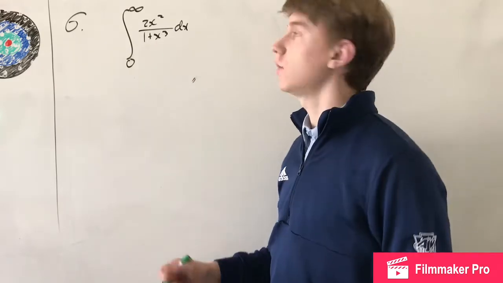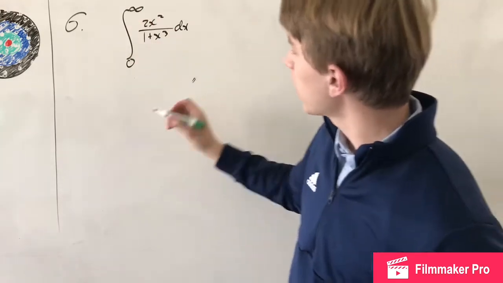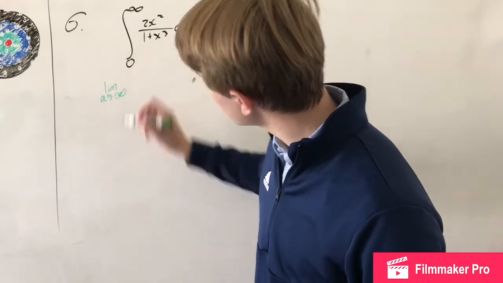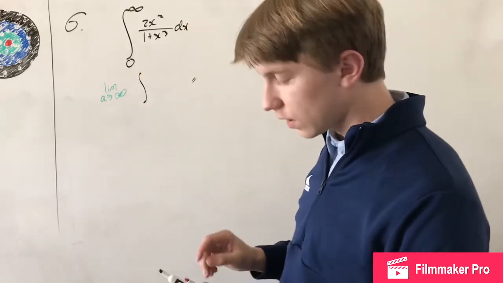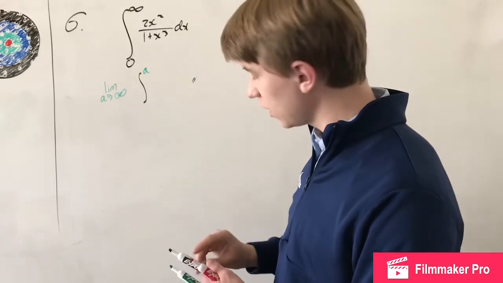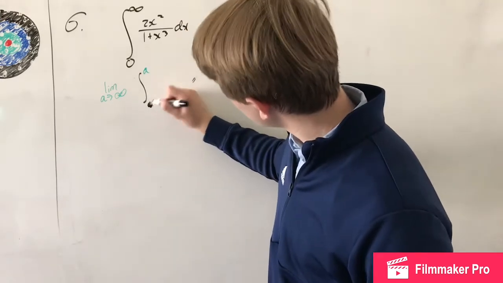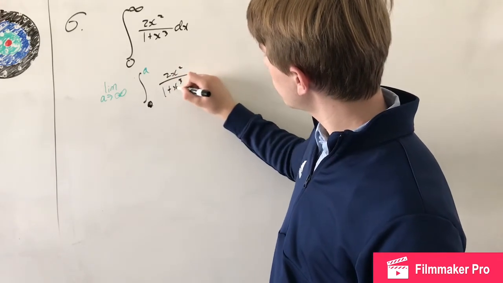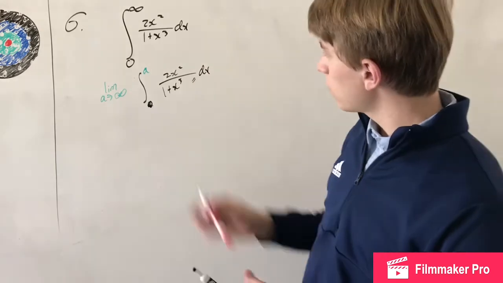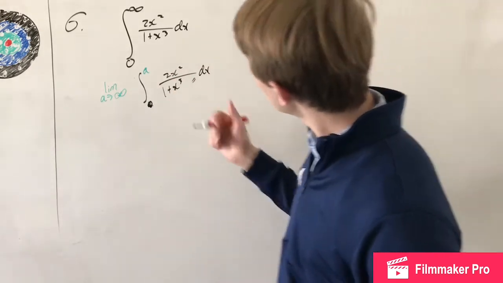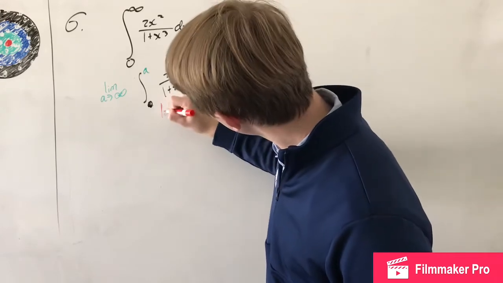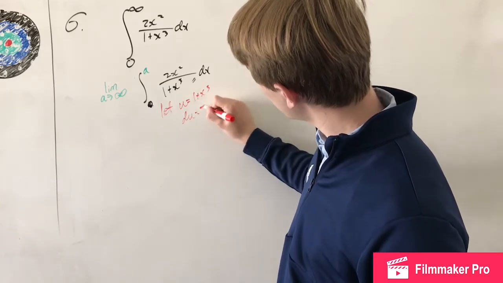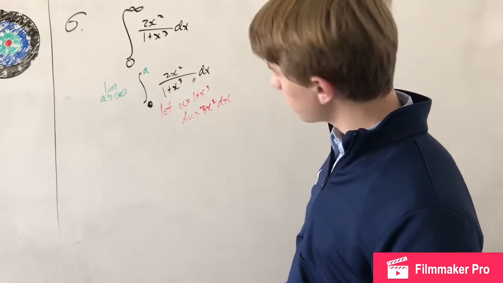Okay, so the first thing here is to not write it like this. We need to make a limit. Limit as a approaches infinity of this integral. Because this is not a physics class, we don't plug in infinity, that's a 0. 2x squared over 1 plus x cubed dx. So now since we have x cubed down here and x squared up here, we can just do u sub. Let u equal 1 plus x cubed, so du equals 3x squared dx.